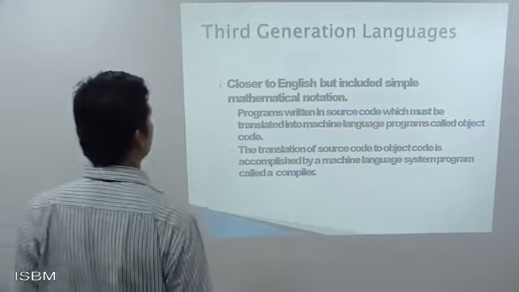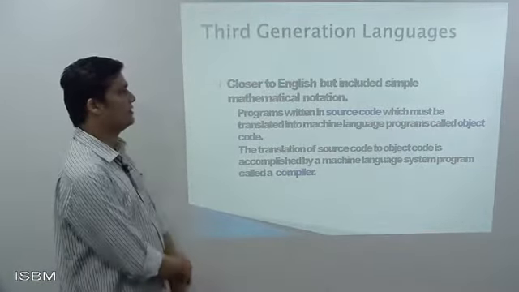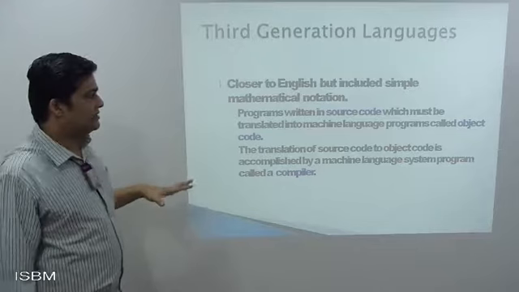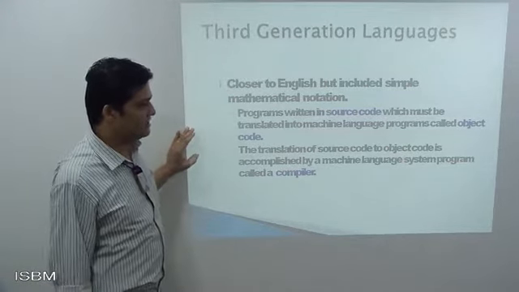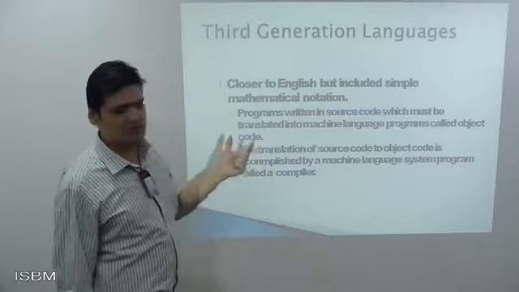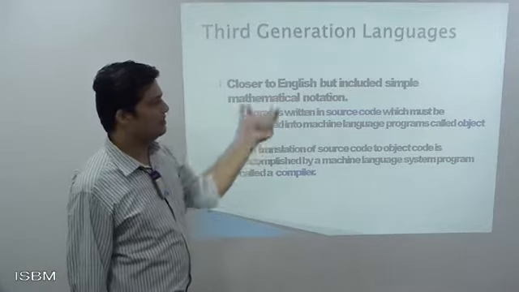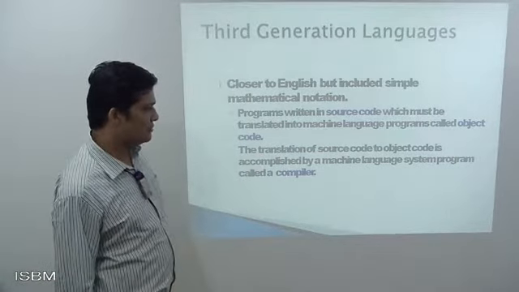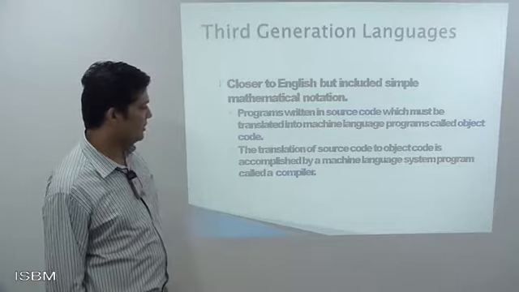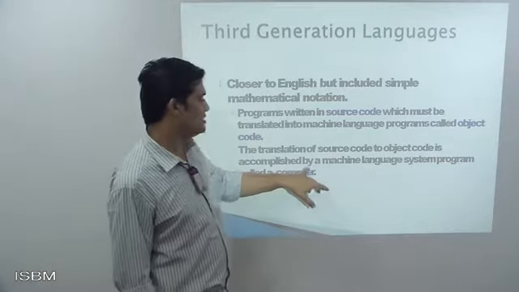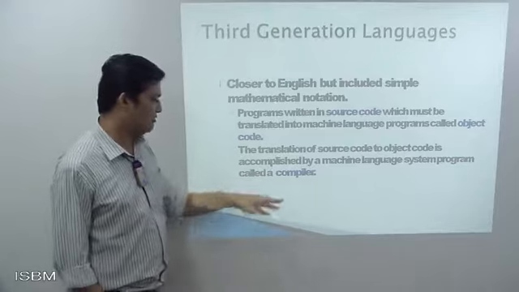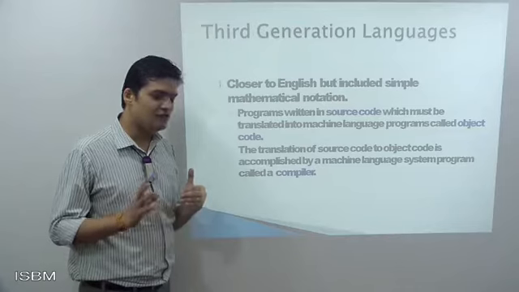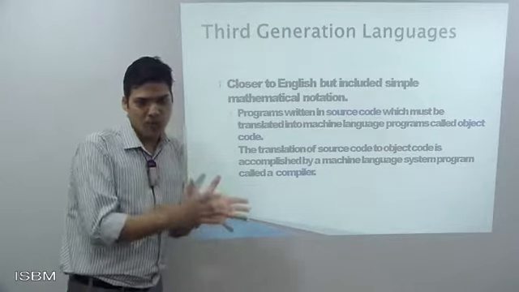Then we have a third generation language over here, closer to English but including simple mathematical notation. It is very close to English. A program written in source code must be translated into machine language, called object code. The translation of source code to object code is accomplished by a system program called a compiler. So the compiler comes into the picture here, which basically converts your code into the machine level language.